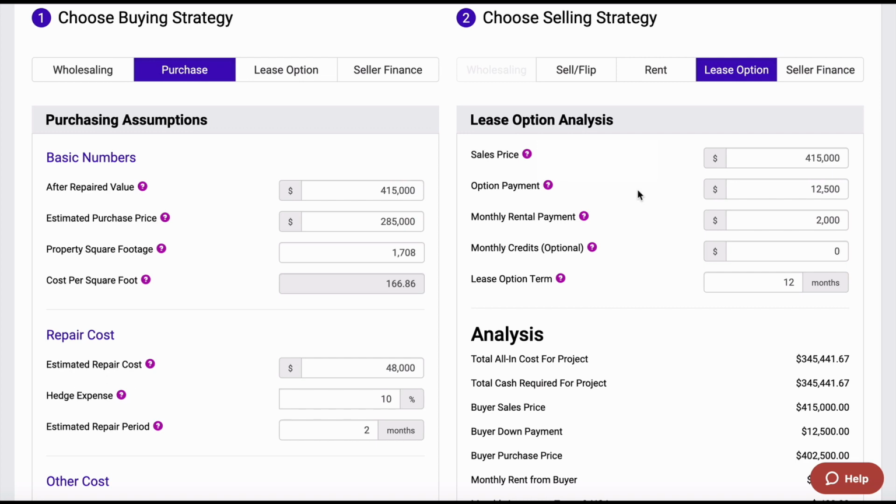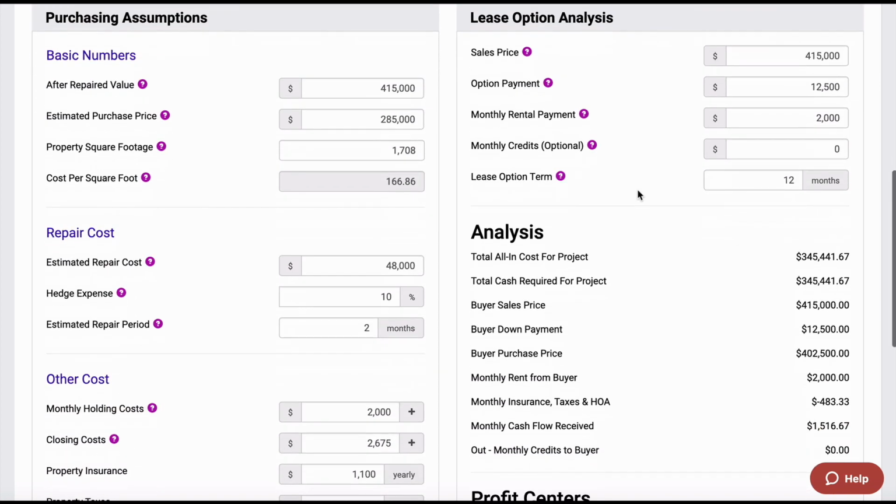Monthly rent payment's going to be $2,000. I'm not going to give any monthly credits in this example. Used to do this all the time. If you do give a monthly credit, which is I'm going to credit the buyer each month, let's say $100 per month, as long as they pay me on or before the 5th of each month, towards the sales price. So it's an incentive for the buyer. I generally don't do it, but if you do it, just go ahead and keep those numbers low.